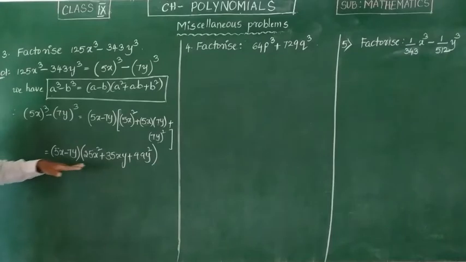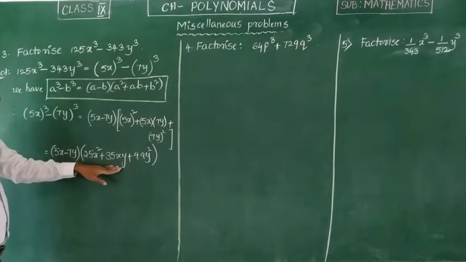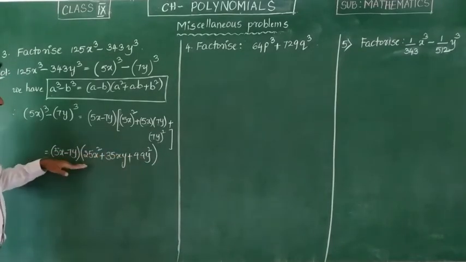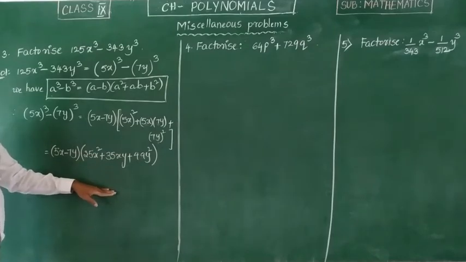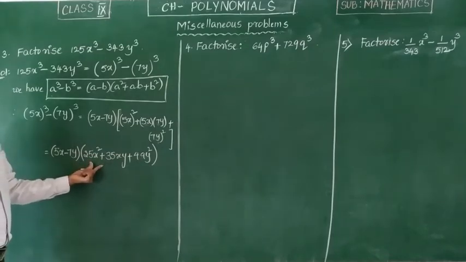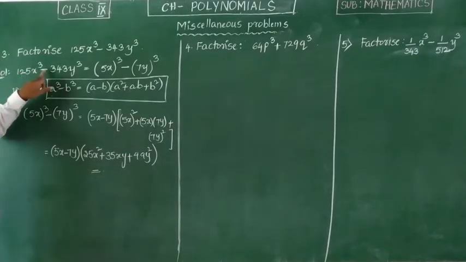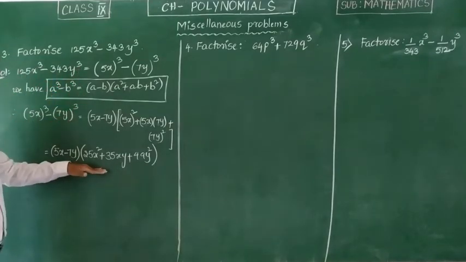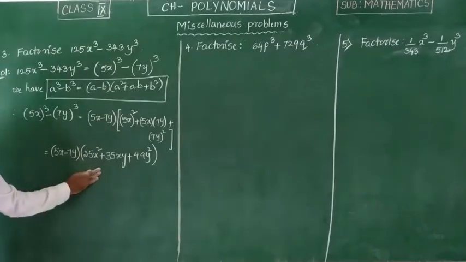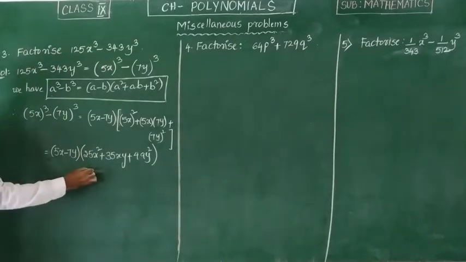Okay, now let us check whether it can be factorized further. You observe here, it cannot be factorized further, so it itself is an irreducible factor. Now we can say that 125x cube minus 343y cube can be written as the product of these two factors.